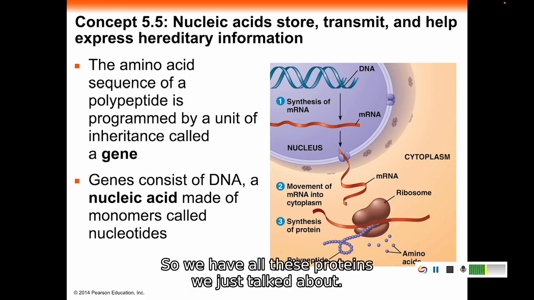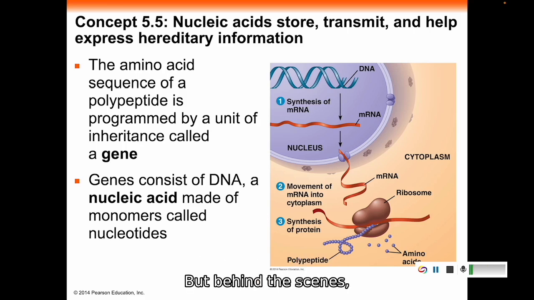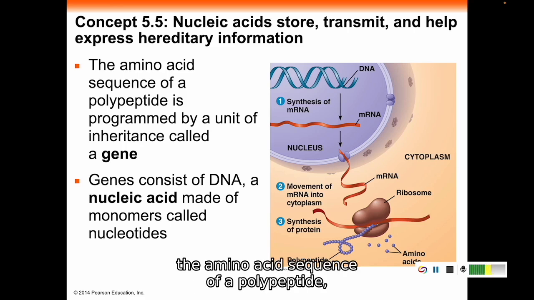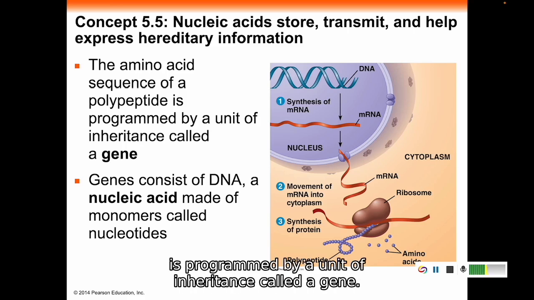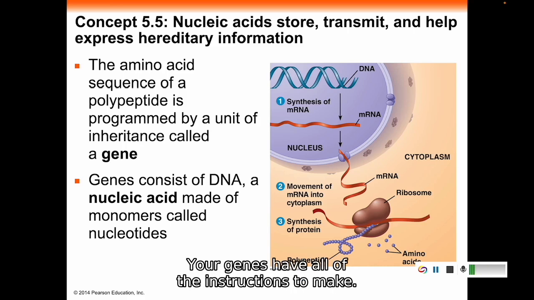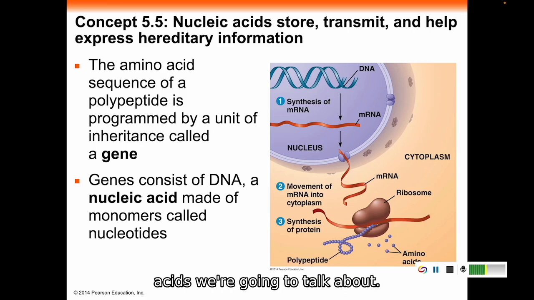So we have all these proteins we just talked about, and the proteins are going around doing all of those jobs that we talked about. So pretty much what is keeping your body running are proteins. But behind the scenes, what is keeping those proteins being made and keeping the information for that are our nucleic acids. So the amino acid sequence of a polypeptide, which is what your proteins are made of, is programmed by a unit of inheritance called a gene. Your genes have all of the instructions to make all of your proteins. Genes are made of DNA. DNA is one of the nucleic acids we're going to talk about.